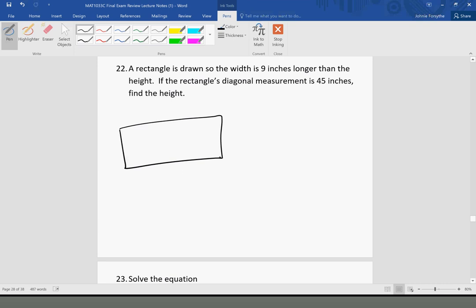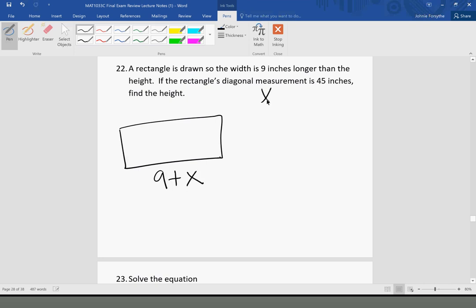So the width is 9, I said 6 and it says 9. Wow, okay. It is 9 inches longer than the height. So when you're solving a word problem, it's okay, so we're saying that this width is 9 inches longer than something else. We'll make that something else be the variable x.